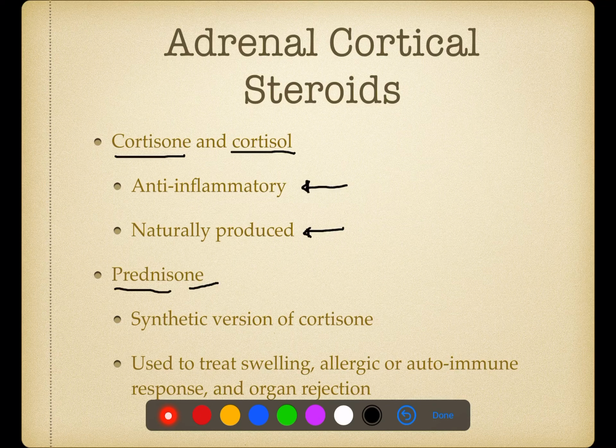Prednisone is a synthetic cortisone. It's a synthetic adrenal cortical steroid, and it's used for the same purpose, swelling. So if our body is not able to produce enough cortisone or cortisol to handle swelling, then we are able to provide a patient with synthetic prednisone to help treat the swelling. Prednisone is also effective against allergic or autoimmune responses, and it's very helpful in the prevention of organ rejection.